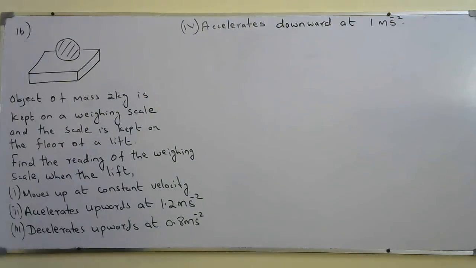So here the question is, an object of mass 2 kilograms is kept on a weighing scale, and the weighing scale is kept on the floor of a lift. The lift is accelerating or decelerating, upwards or downwards. We need to find the reading of the weighing scale.